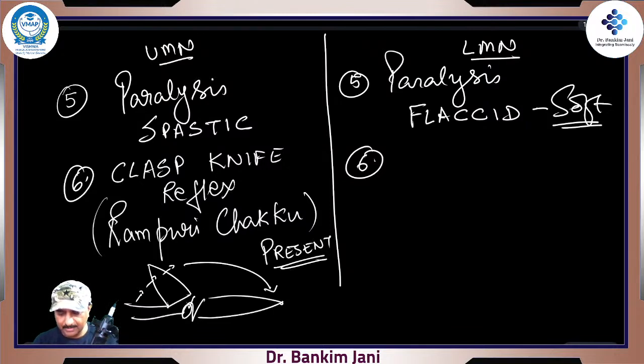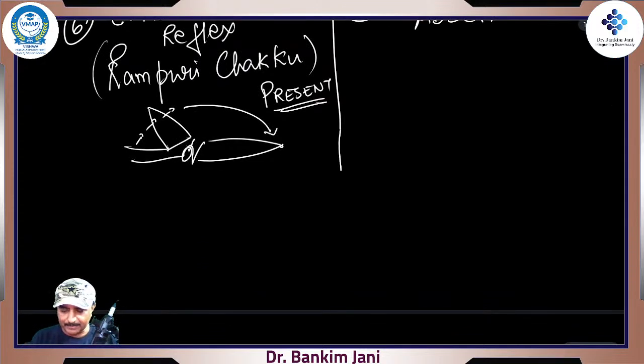Makes sense, because in case of lower motor neuron, as such there is no resistance. You just do this, it opens, you bend and it goes, because the muscles are flaccid, they are not giving any resistance. So forget about the clasp knife, everything. There is complete absence. It is absent.